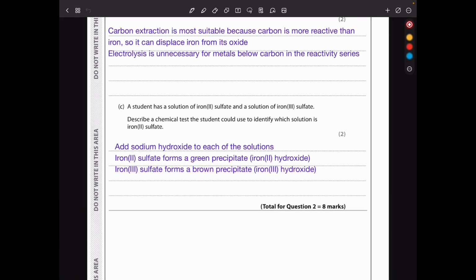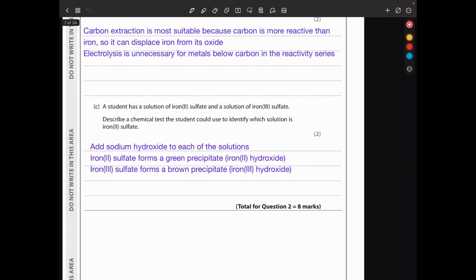But of course, you have to be very careful because this iron(II) sulfate could be oxidized and turn a little bit brown, but it's going to be green.